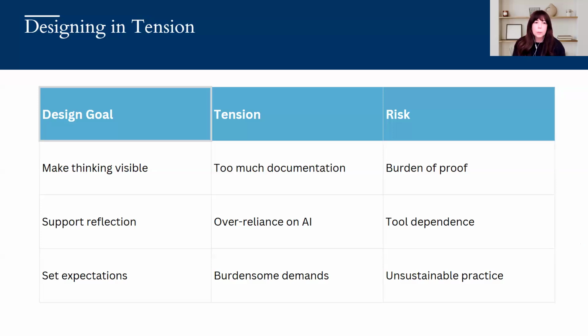On the other hand, some goals in terms of designing for an AI-rich learning environment is, how can we think about designing assessments that support reflection? On the one hand, if AI is part of the process, there is a risk of potential over-reliance on AI or risk of tool dependence. And then lastly, there's the issue Laura has been talking about especially, which is what do expectations look like around AI use, and the difficulty of navigating that. So on the one hand, there is a tension or risk of creating demands that become excessive or burdensome, and in the long term become unsustainable.